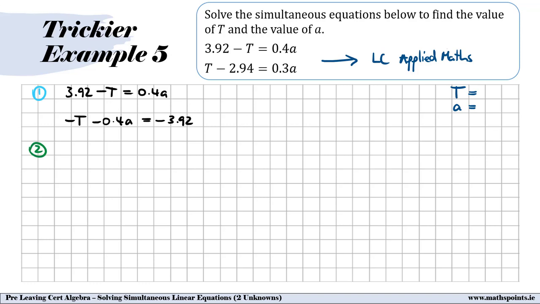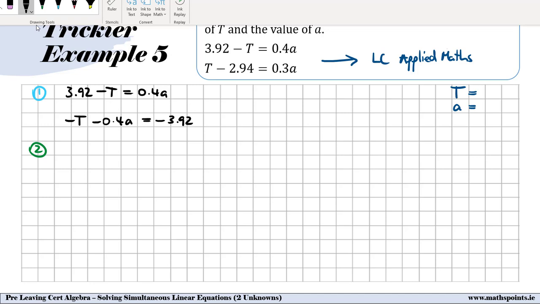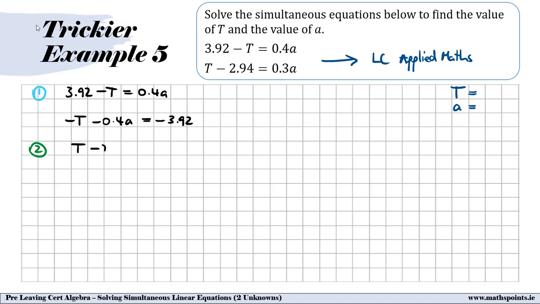So equation 2, if we write it down first of all in the way that it's been presented, so t minus 2.94 equals 0.3a, we can see again the variable is on the wrong side of the equals. And so what we're going to do is we're going to keep the t at the front, then we're going to subtract 0.3a from both sides, and add 2.94 to both sides. And so I have the variables on the left and I have the numbers on the right.